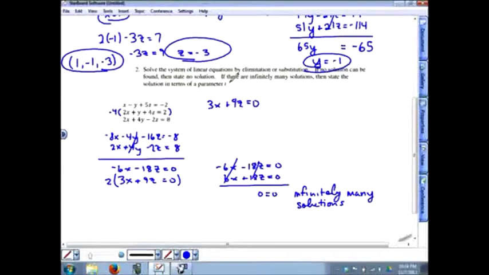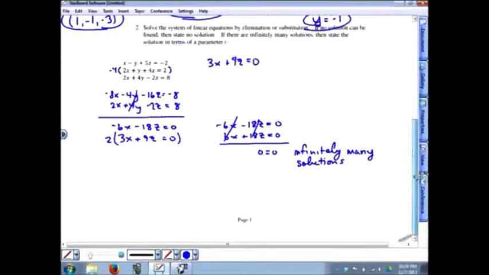There are infinitely many solutions, and now it says if there are infinitely many solutions, then state the solutions in terms of a parameter t. So we need to let z equal that parameter t. Now parameter just means that t can take on any real number, and if t can take on any real number, that means z can also equal any real number. Our task now is to define x and y in terms of t.